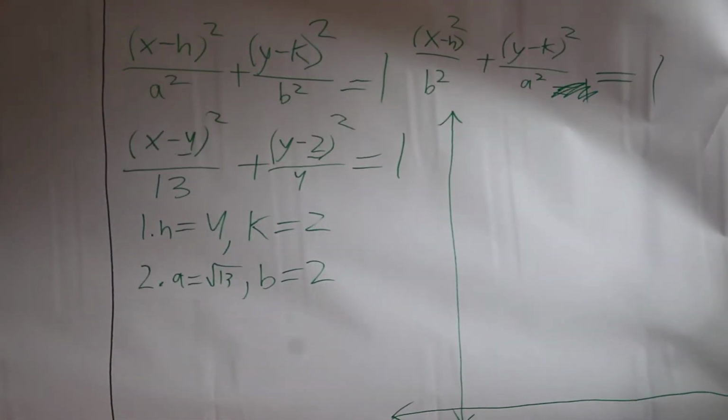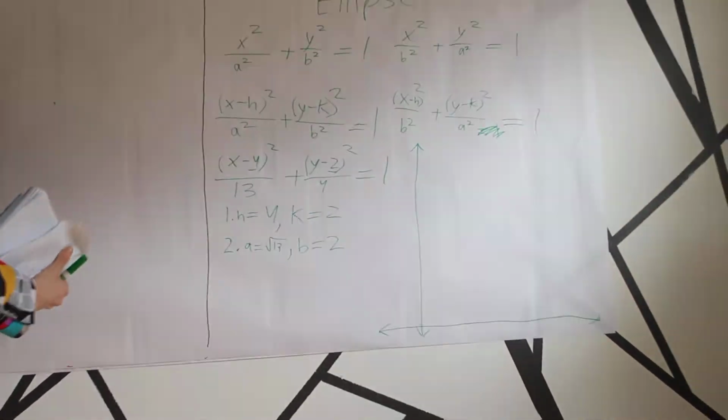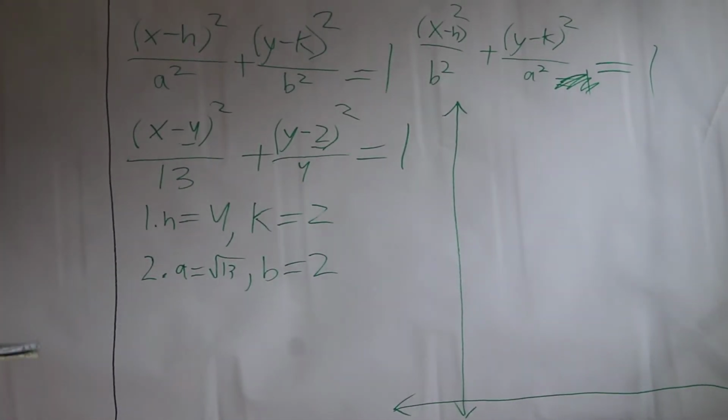My whiteboard is falling. Give me a sec, guys. Alright, we're good. We're back. Alright, so our a and our b, h and k, that's exactly what we're looking for.